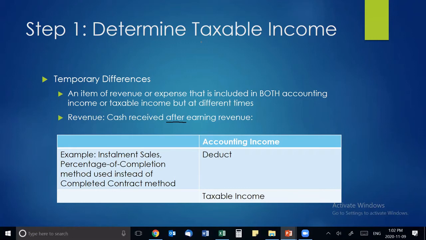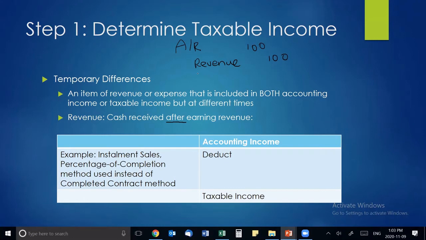So what would be the journal entry for cash received after earning the revenue? So you've earned the revenue, you can record it in revenue. You haven't received the cash yet. So you wouldn't debit cash, you would debit AR. Okay, so we're going to debit AR and we're going to credit revenue. So we've earned it, we can record it, but we haven't received the cash yet.